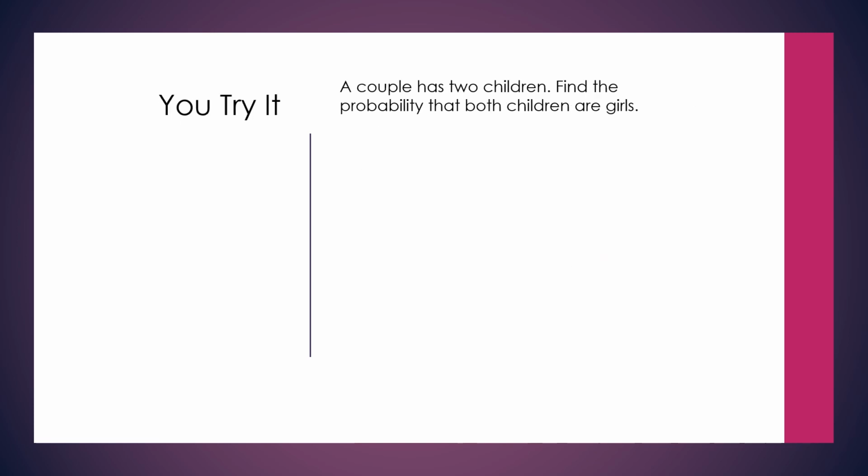A couple has 2 children. Find the probability that both children are girls. For this one, pause the video, try the problem, then come back and check your work.